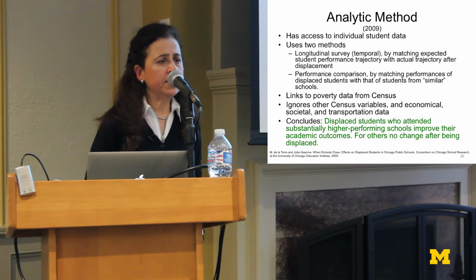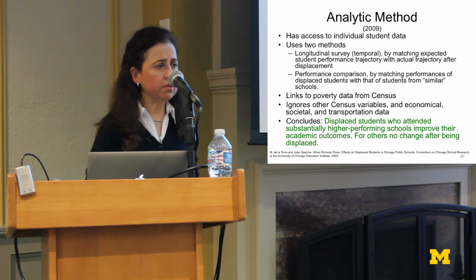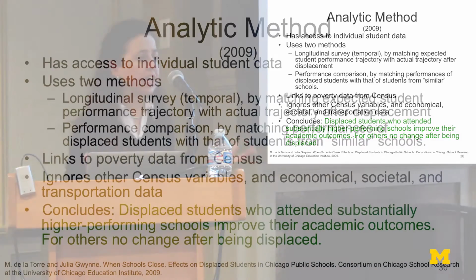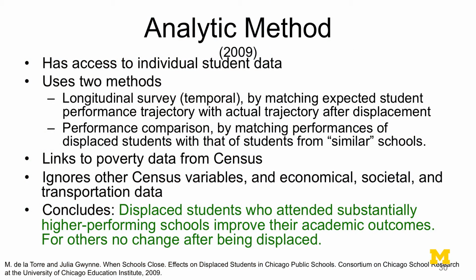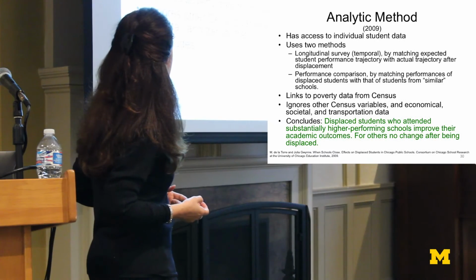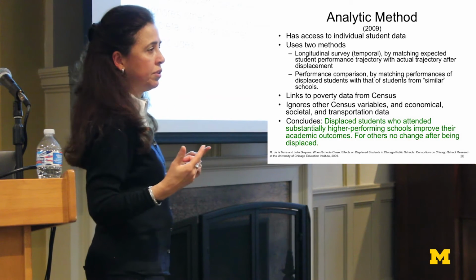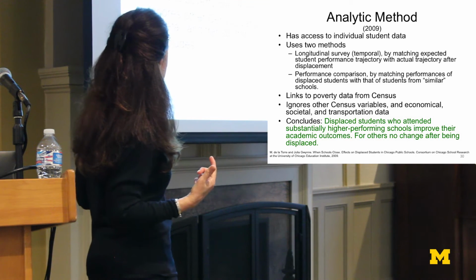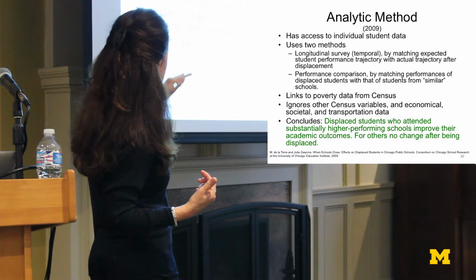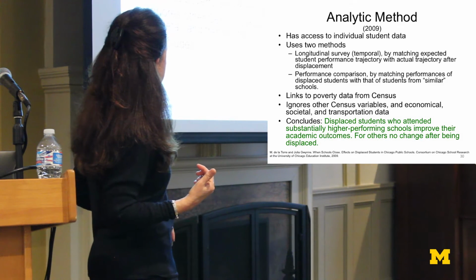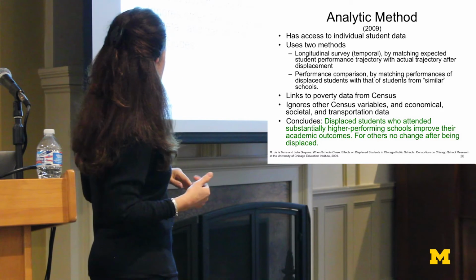Now, what I looked at is how scientists would go about trying to understand all that is happening when schools close. I came across a study by the University of Chicago about a previous school closing. So this looks like a recurring problem. They actually have access to individual student data in their studies. They use both a temporal comparison and also a performance comparison.